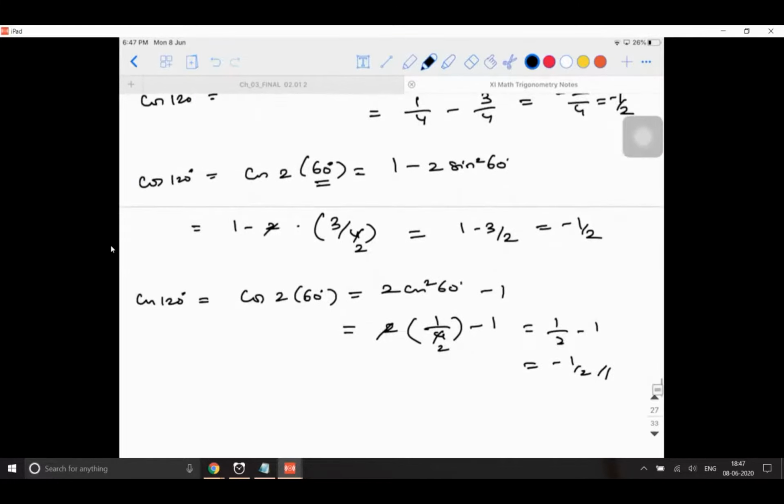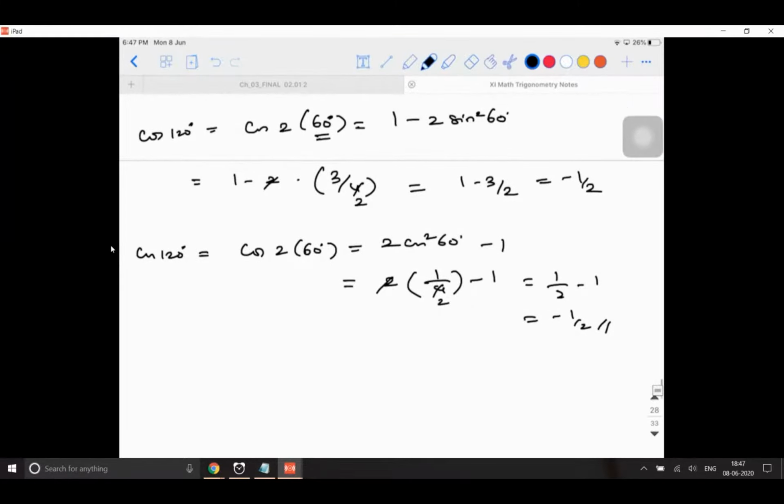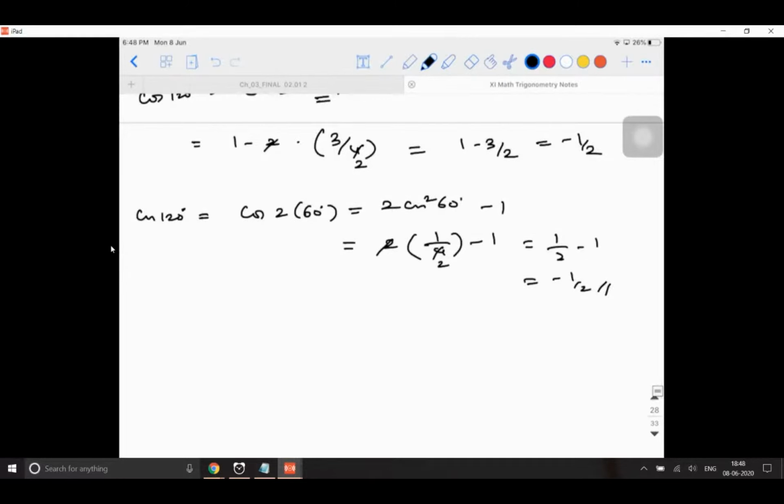Sir, like tan x plus y, do we have a formula for cot x plus y? Yeah, you do. You can write it. I'll teach you that also. So first I wanted to finish the cycle of sine, cos and tan, then I'll come to cot. Okay. Yeah, I'll definitely explain it.